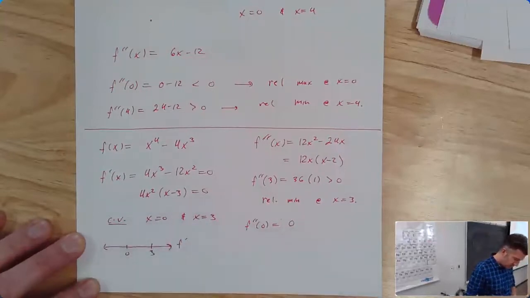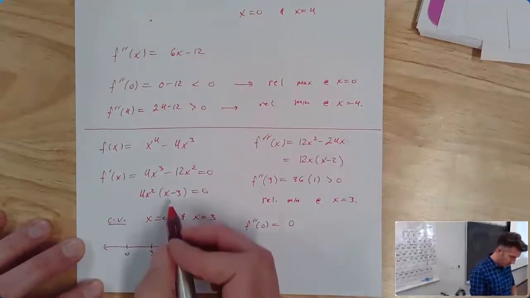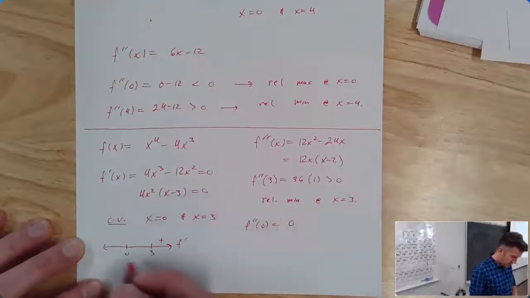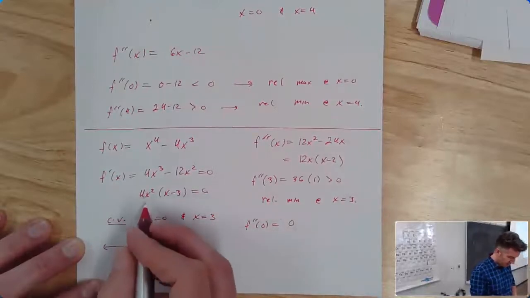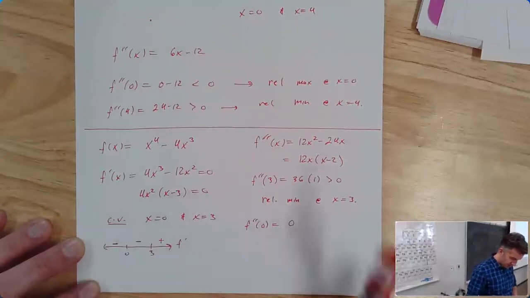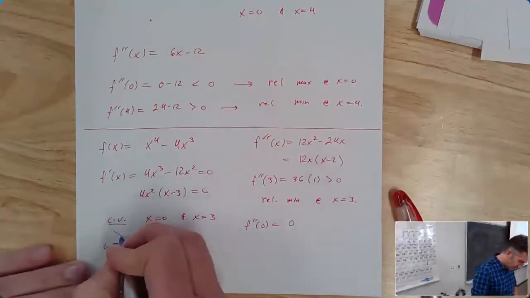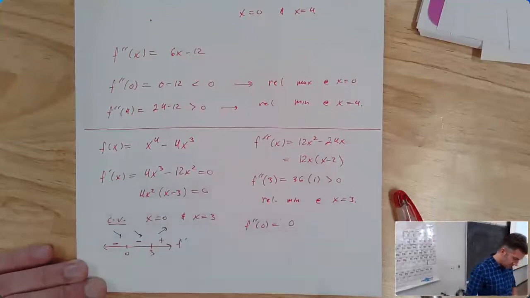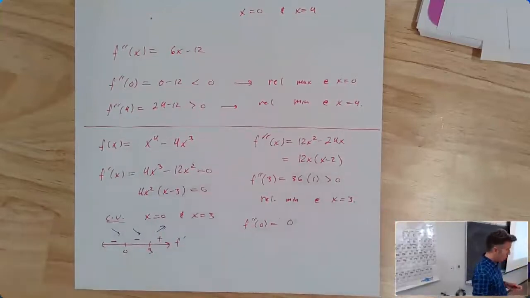and 3. I pick a number larger than 3, like 4, positive, positive. Pick a number between 0 and 3, like 1, positive, negative. Pick a number less than 0, like -1, positive, negative. So my function is decreasing, decreasing, increasing. So I have a relative minimum at 3, and I don't have a relative extreme at 0.